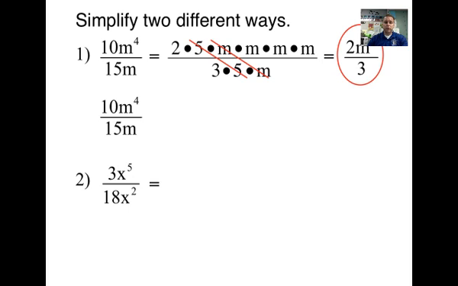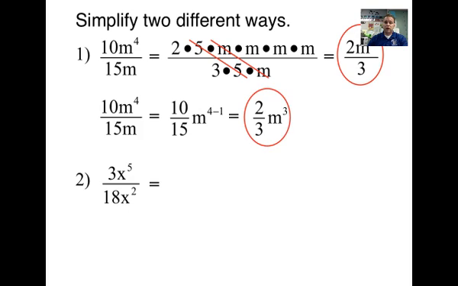Now, the other way to do it is basically go 4 minus 1. Remember that the m on the bottom has an exponent of 1. And 10 over 15 can be simplified to 2/3, and we get m to the third power. Those two are the same. Although the m is on the side, we could put the m over 1 and multiply straight across, and we'd get 2m to the third over 3. Now, having seen how I did that one, will you try number 2?